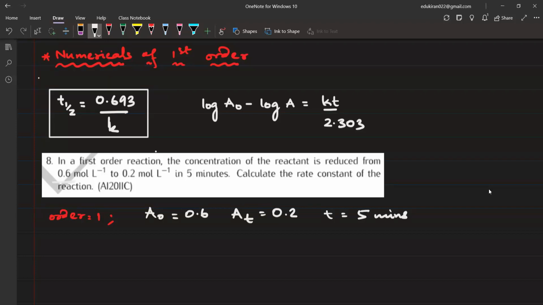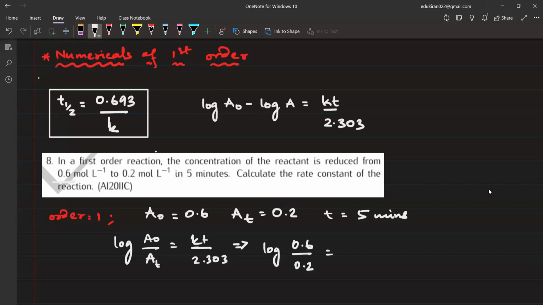Now, this is one of the easy questions that you will get. You have got A naught, you have got A, है ना? And then you just need to find out the rate constant. Everything is given here. So यहाँ पे क्या plug in कीजिएगा? Log of whenever you have 0.6, 0.2, ना, both of these are divisible. So what you will do, log of A naught by A, you will use this equation. It is equal to kt upon 2.303. Next, A naught and A t. So log of A naught, it is 0.6, A t it is equal to 0.2, it is equal to k is not given, t it is equal to 5 minutes, divided by 2.303.